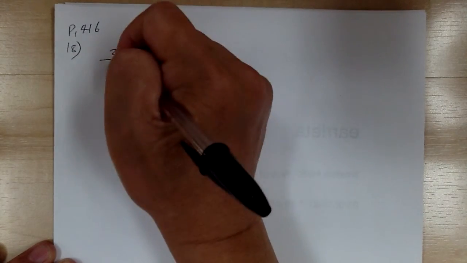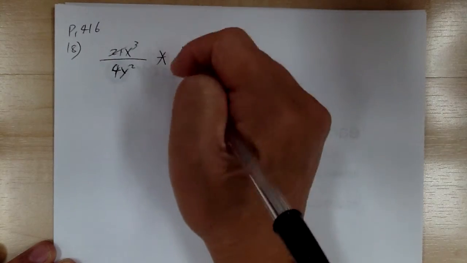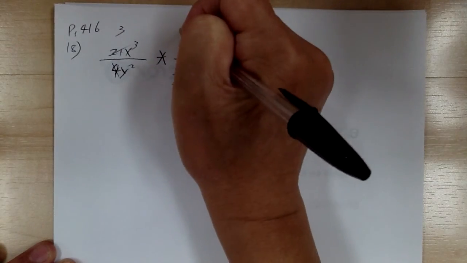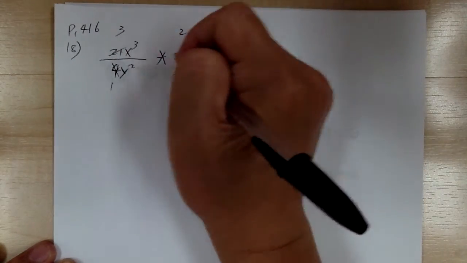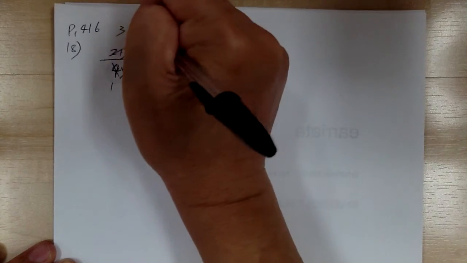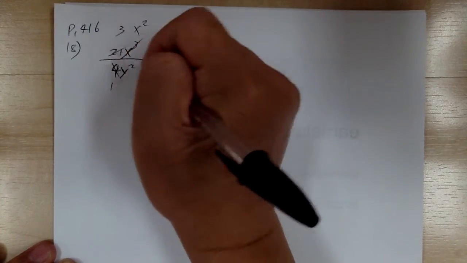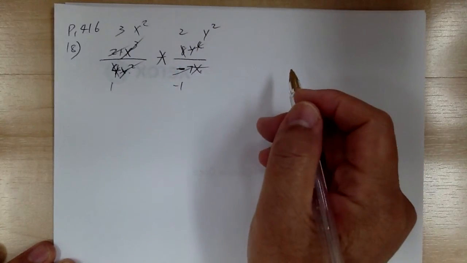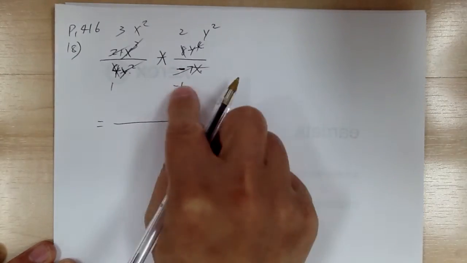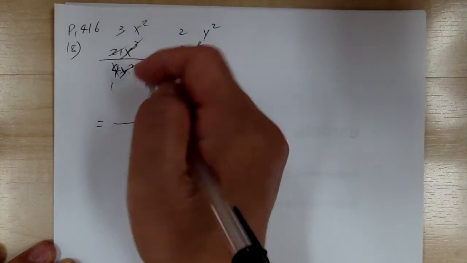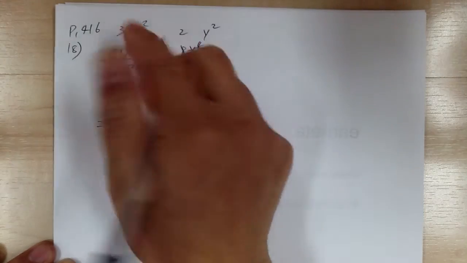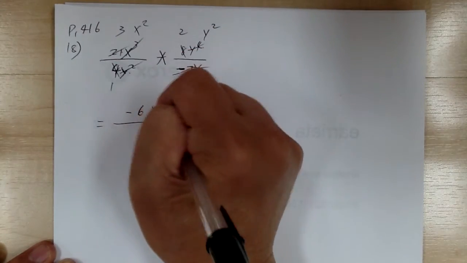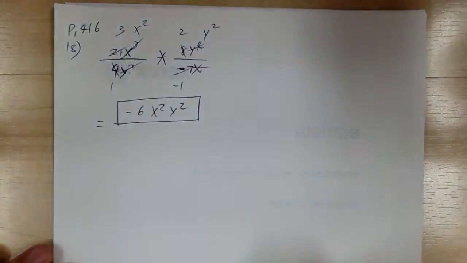Do the numbers first. 21 and 7 cancel: this becomes 3, and that's a negative 1. And 4 and 8: this becomes 2, this becomes 1. Now you go down the alphabet: x and x cubed, this becomes x squared. Then y squared and y to the 4th, this becomes y to the 2. Now the bottom all cancels out, and that's a negative, so you can just put a negative on top already. So it becomes negative, there's a 2, there's a 3, so it will be negative 6. Then the alphabet, x squared, y squared. Okay, and that's it.